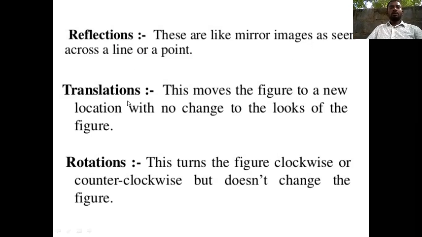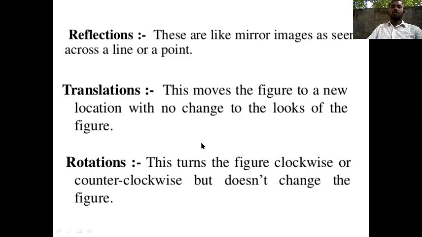Next one is translation. This moves the figure to a new location with no changes to the looks of the figure. Translation means it is moving, and in this moving there are no changes to the looks of the figure. That is called translation. This moves the figure to a new location. For example, new location means we have the coordinates x, y, z.